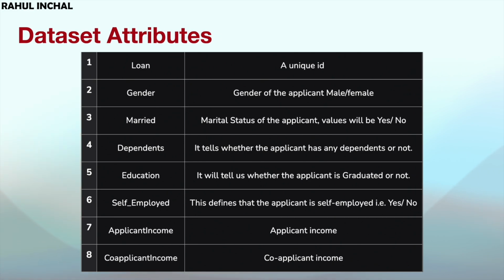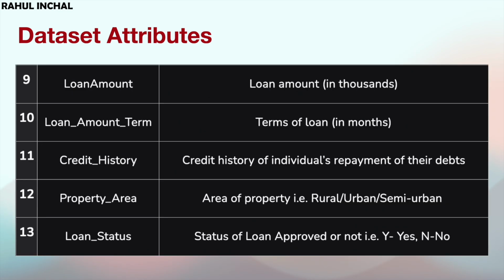Now let's look at the dataset attributes. Loan ID is a unique ID. Gender we know, marital status we know, dependents tells whether the applicant has any dependents or not. Education will tell us whether the applicant is a graduate or not. Self-employed, self-explanatory. Applicant income, self-explanatory. Co-applicant income states whether a person has given some co-applicant details and if that co-applicant has some income or not. Loan amount, how much loan amount he has taken, in thousands.